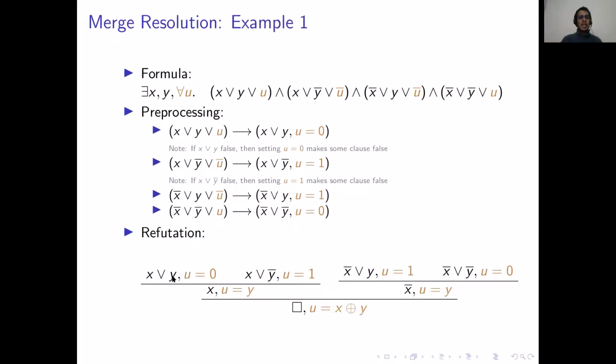So y was cancelled from the clause part, and it comes into the function part. It's easy to verify that the property holds: u equals y is a partial counter model for the existential clause x. The same thing happens after this, and finally what we get is the empty clause and the full counter model. We recall that the counter model for this formula was x XOR y, and this is what we obtain.